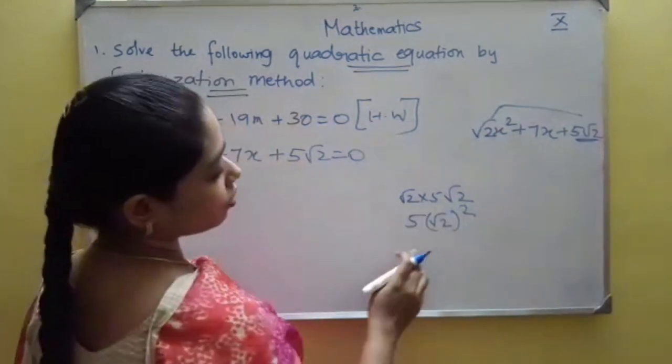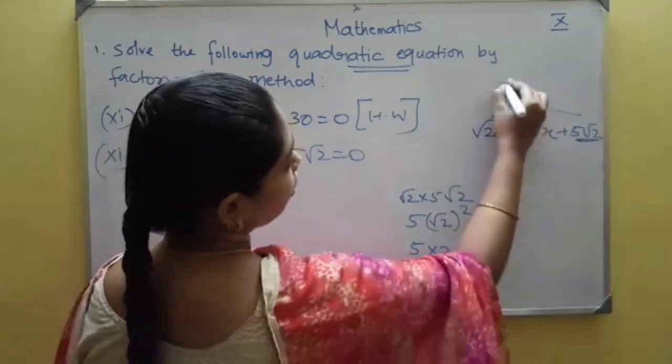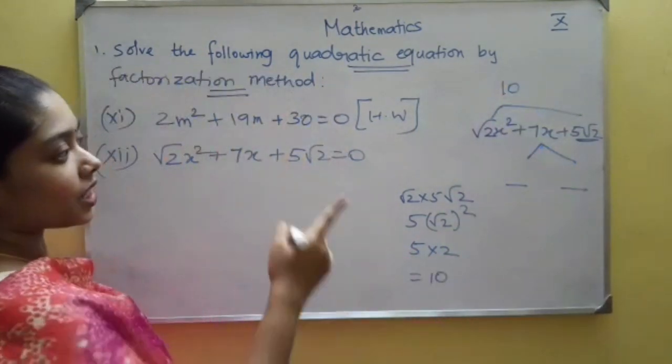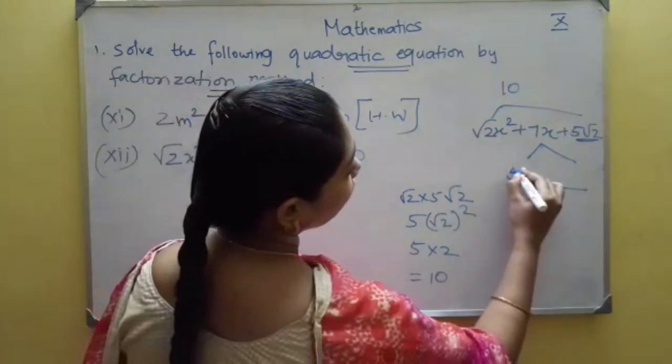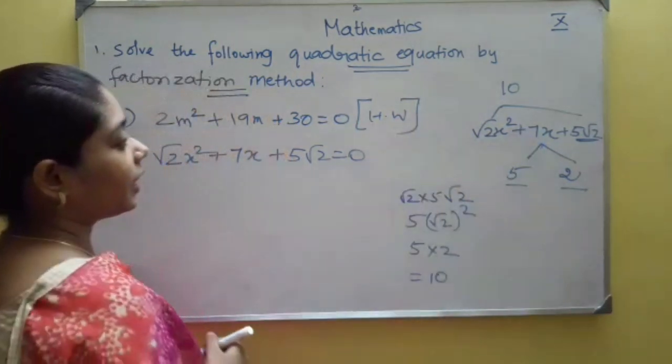Root 2 times root 2 is root 2 square, so this gives me simply 2. So 5 2s are 10, so here I get 10. I want to find two numbers whose addition gives 7 and whose multiplication gives 10. So 5 and 2 will give me 7 on adding and 10 on multiplying.